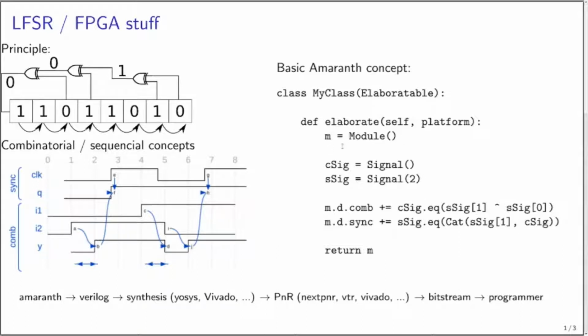At the end, the instance of module containing all comb, sync, submodules, etc. is returned. And at the end, Amaranth produces a tree of all modules, submodules, etc. Amaranth is based on Python classes, but most synthesis tools like Yosys or Vivado or Quartus, etc. are unable to read Python directly. They require Verilog, VHDL, or SystemVerilog.